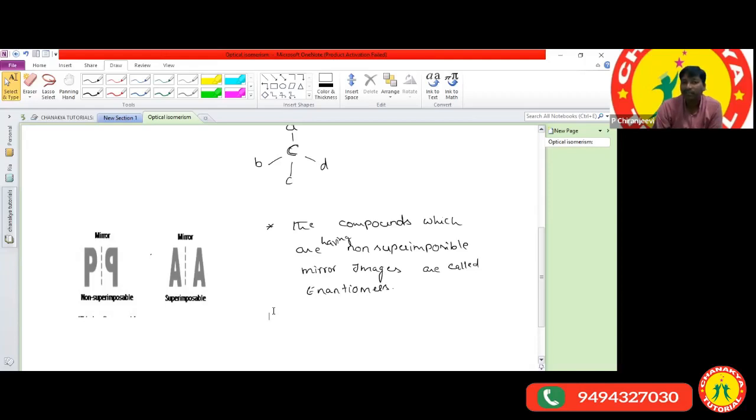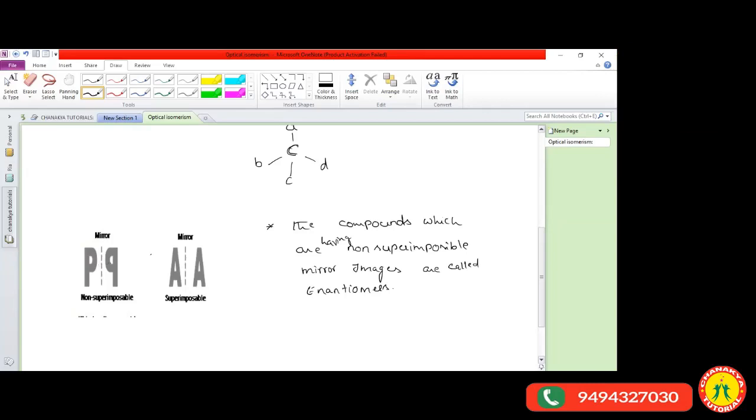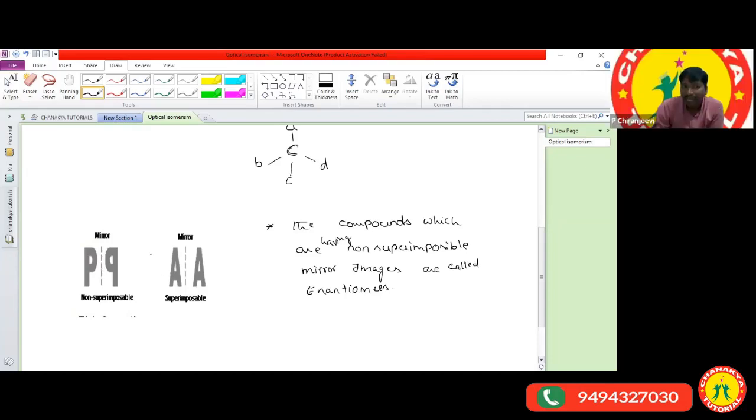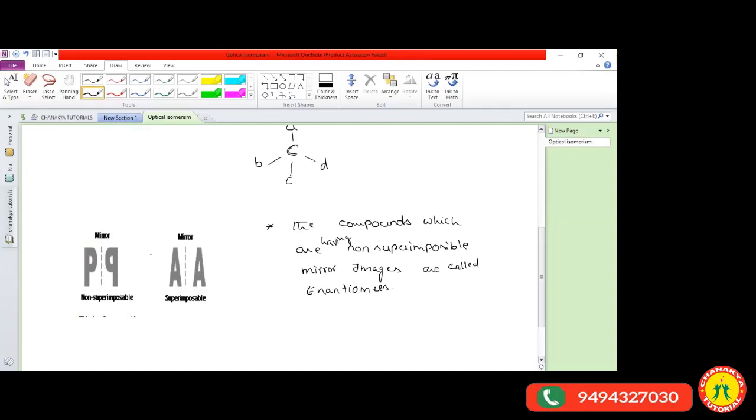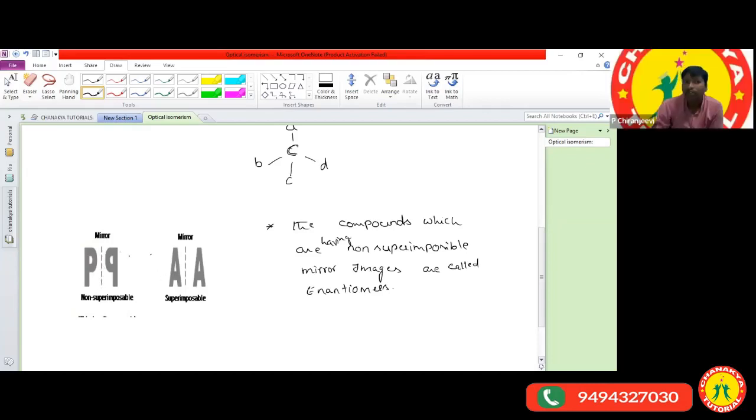Aditi, which one is optically active and which one is optically inactive? Samhita: Here A and P are there. Sir, if they are not superimposable, then they are optically active. Non-superimposable, okay.